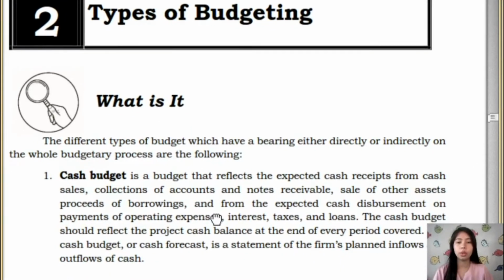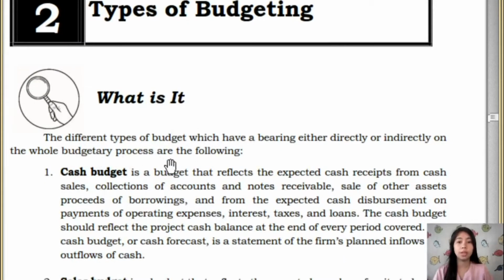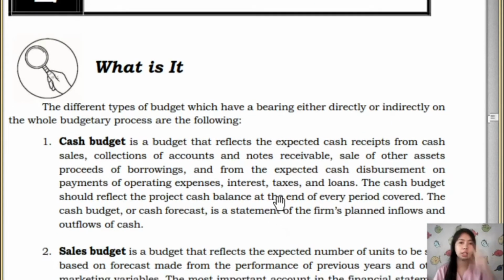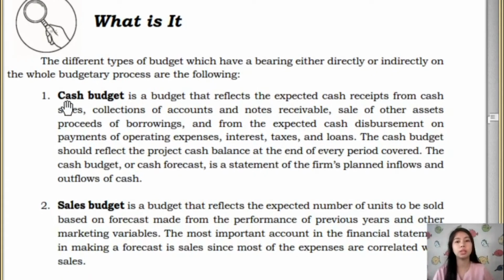So here, we're going to discuss the different types of budget, which have the bearing either directly or indirectly on the whole budgetary process. So first we have the cash budget. So it reflects the expected cash receipts, meaning cash na pabalik sa atin or pumapasok sa negosyo, such as cash sales. Of course, every item that we sell or we sold to customers, babalik sa atin yung pera.